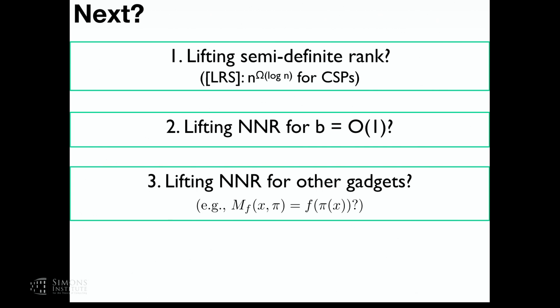And finally, there are many other interesting gadgets for which we'd like to prove lifting theorems. For example, lifting theorems for permutations. So here, think of the rows being bit strings and the columns being permutations. And the x-pi entry is f of pi of x. Can we characterize the non-negative rank of this lifted matrix in terms of some property of f?